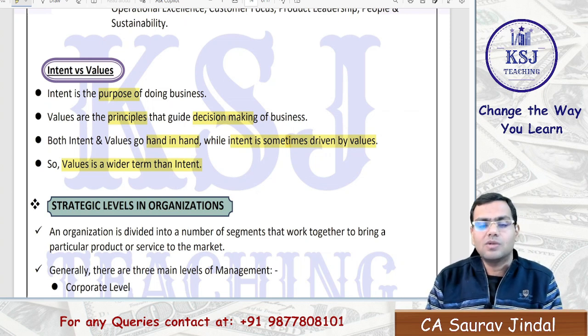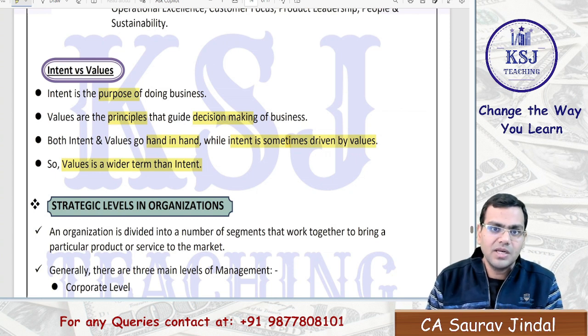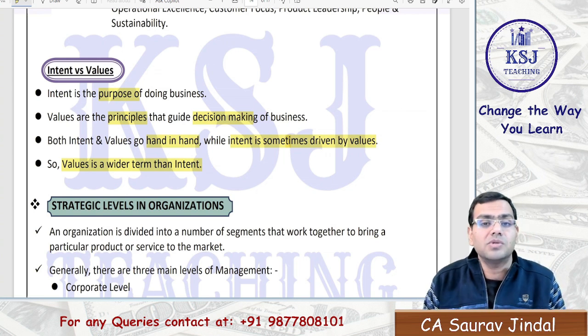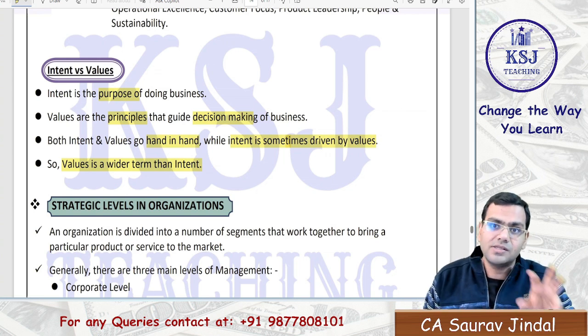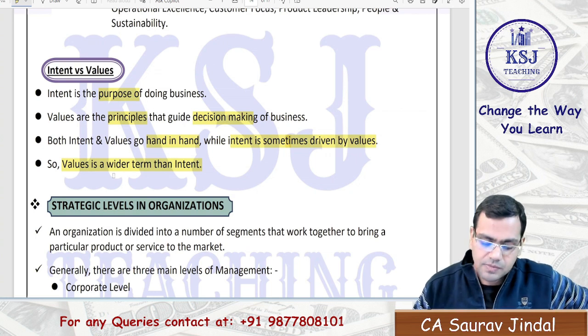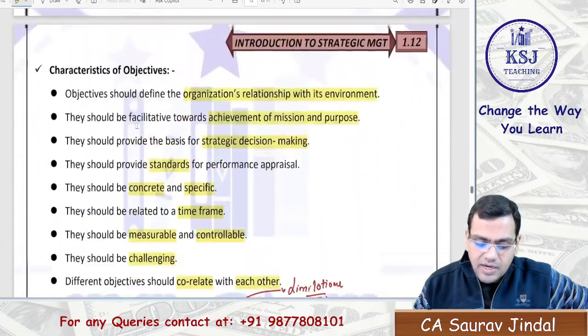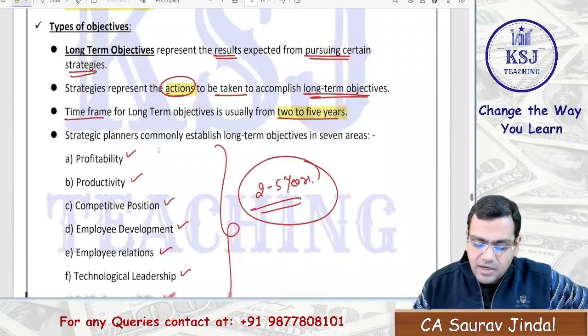Intent gives us only the purpose of doing business. Why are we doing business? Are we satisfying any customer needs, or solving a particular problem that needed to be solved in society? So that is intent. Intent is a small part of the values. Clear? So this is all about strategic intent, that is goals and objectives, and the values.